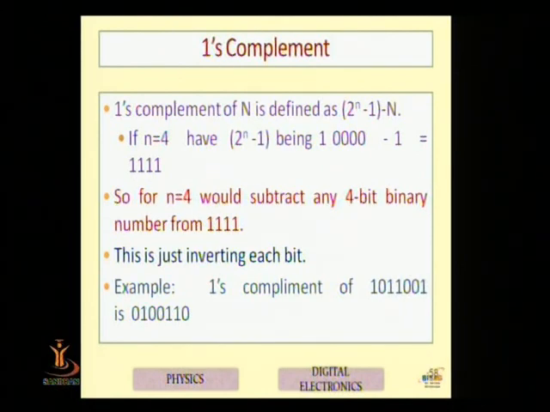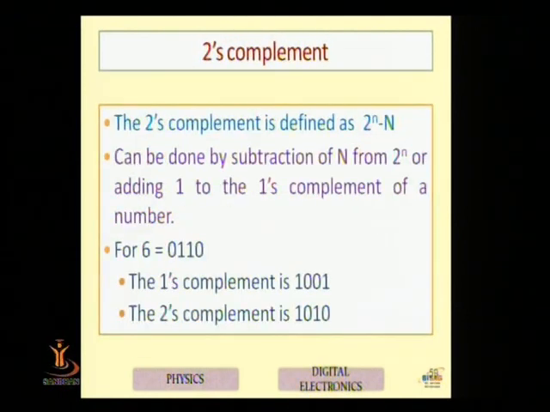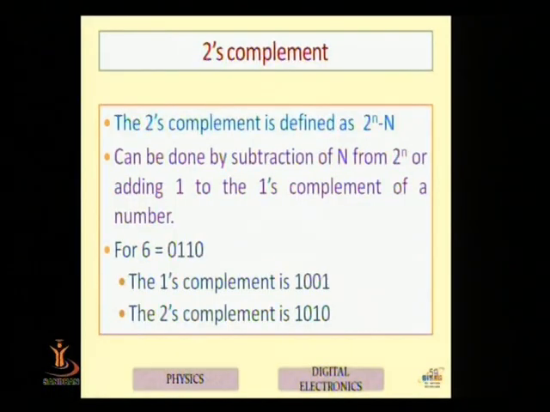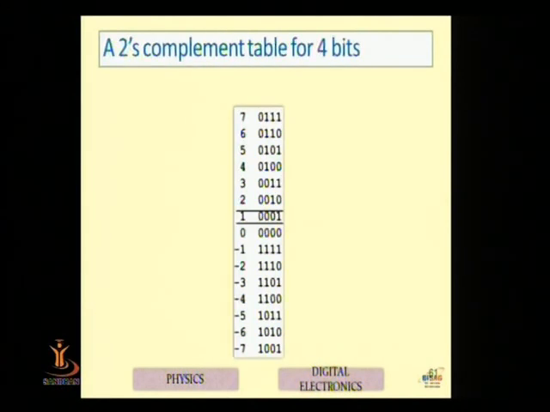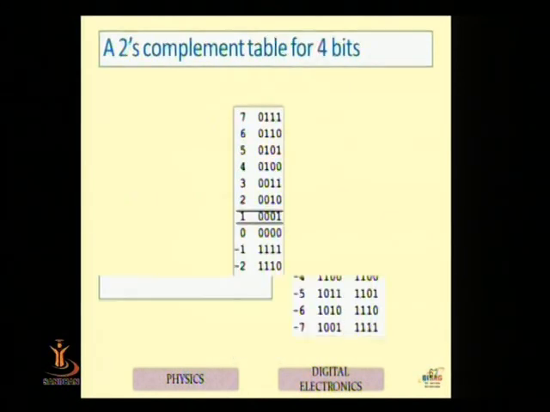An example of the 1's complement: 101 will give you 010. Then comes the 2's complement. The 2's complement is nothing but this: find your 1's complement and add 1 to that 1's complement. You will get the 2's complement. So the 1's complement plus 1 gives you the 2's complement. Here are a few examples of the 2's complement.